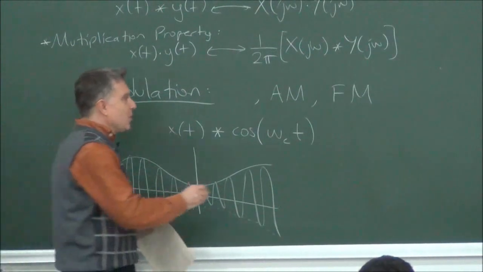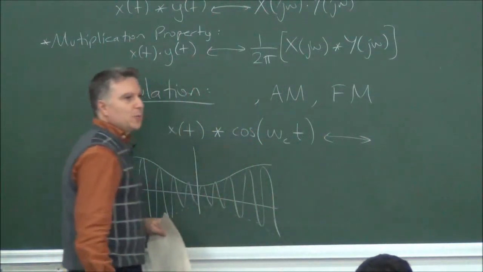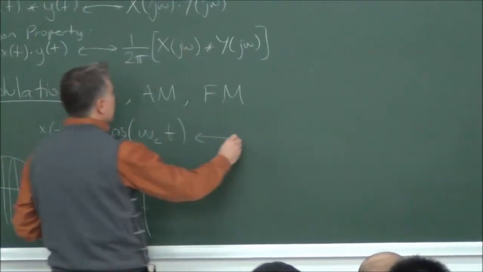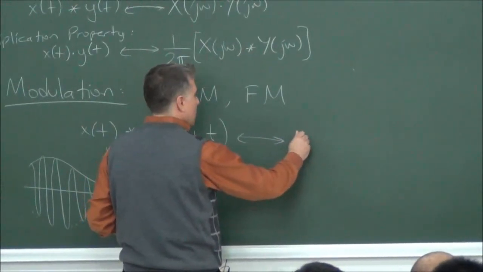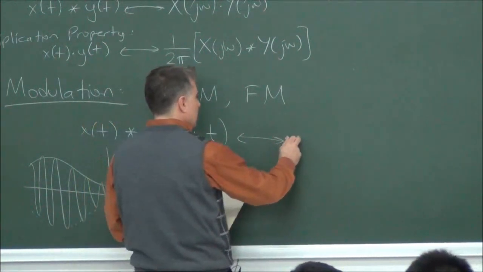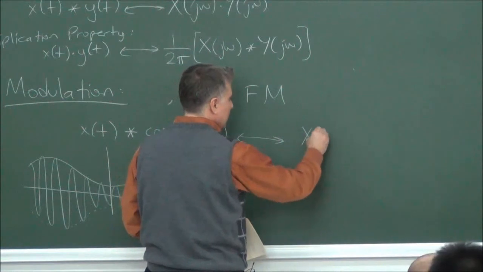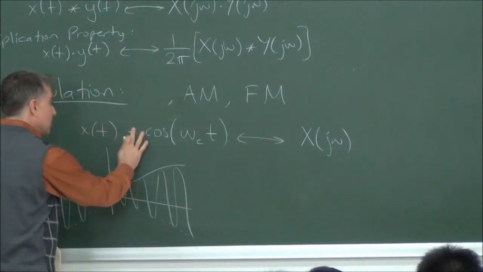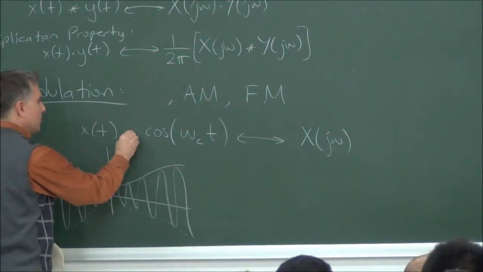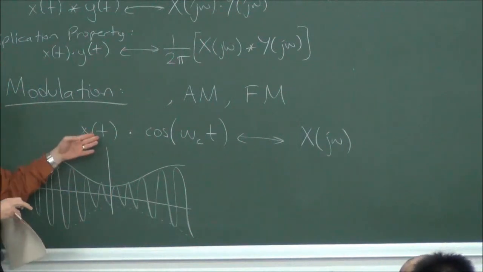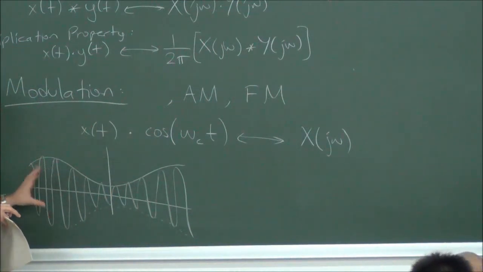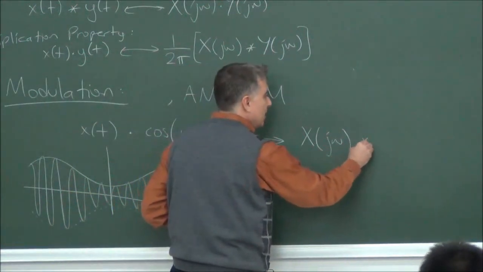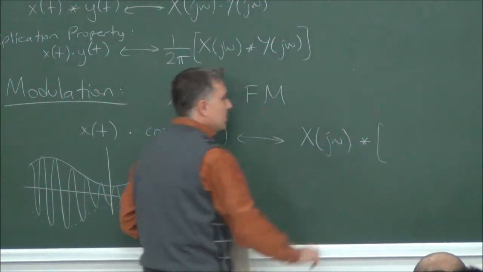So what does it correspond to in the Fourier domain? The Fourier transform of x is capital X of j omega. Excuse me, I'm saying convolution, I'm sorry about this, I'm getting confused here. It's a multiplication of x and cosine. The figure is correct, but since it's multiplication in time, it must correspond to a convolution in the frequency domain.